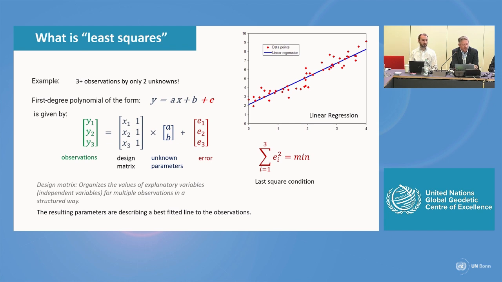You have your observations, which are at the front in green. That's the number of y's, y1, 2, 3, and then you have something called a design matrix. That's the model that I was talking about. And that design matrix is designed to organise the values of the independent variables for multiple observations in a structured way. The aim is to minimise those errors, those red ones at the end. If you can compute the parameters for A and B while minimising those errors, that'll give you the solution you're looking for in this linear regression.